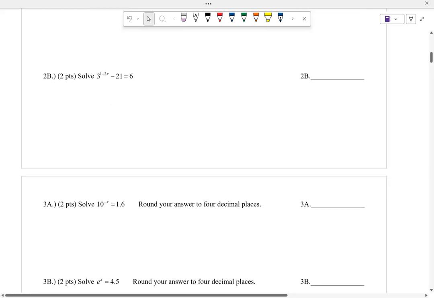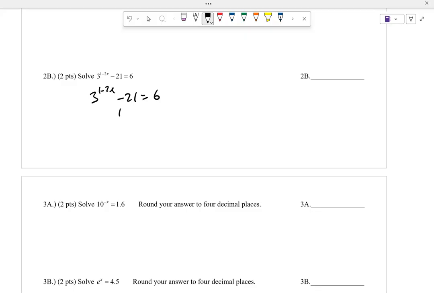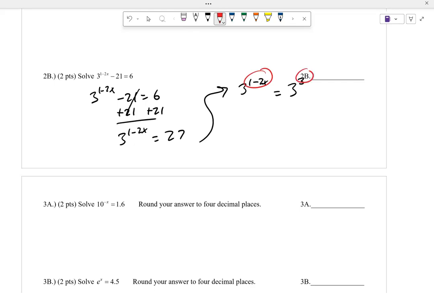Let's look at number 2 now. We've got an exponential: 3 to the (1 minus 2x) minus 21 equals 6. First of all, I'm going to isolate my exponential. I'm going to add 21 to both sides. Now I'm looking at that 27 and I'm thinking, can I write that as 3 to the something? Well, sure. 3 to the third is 27. So now I have the same base on those. So I know my exponents, I can set my exponents equal to each other.